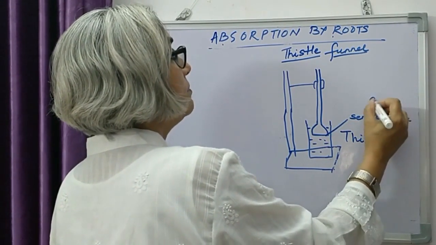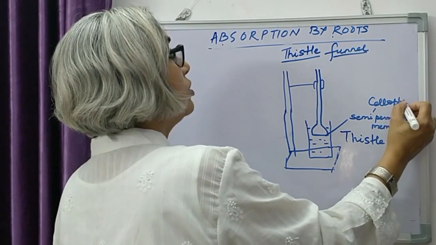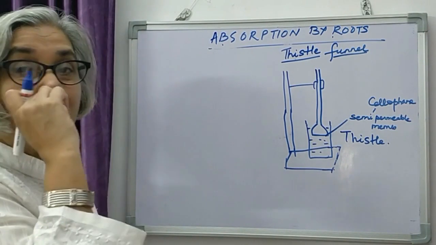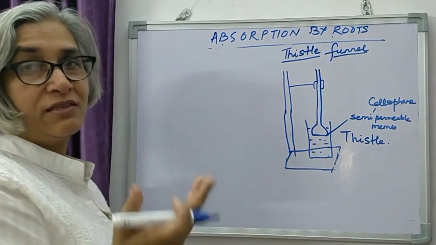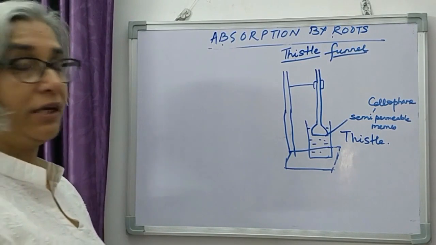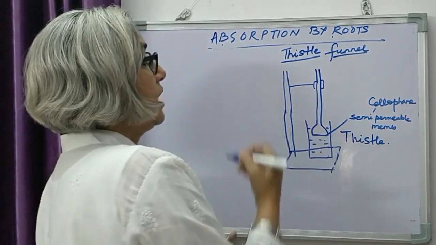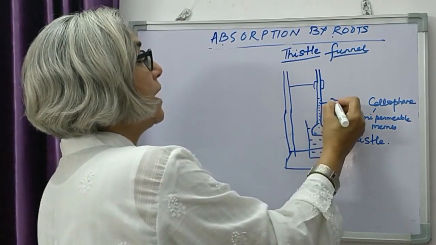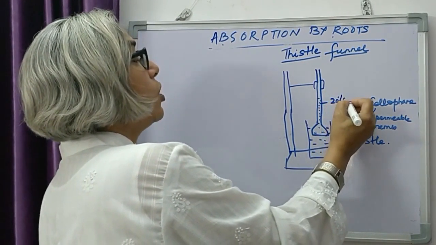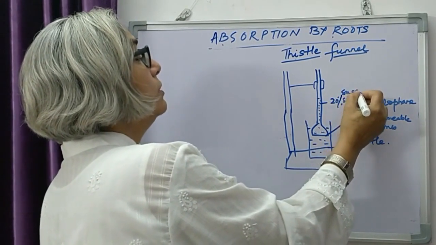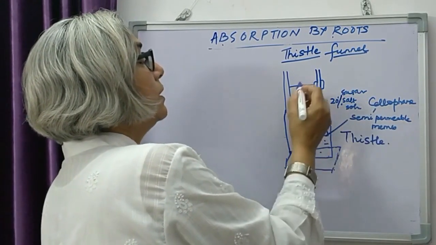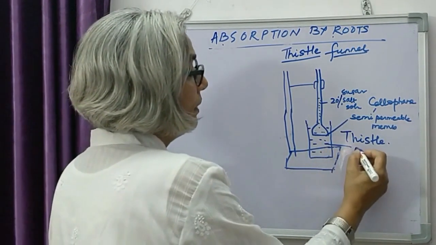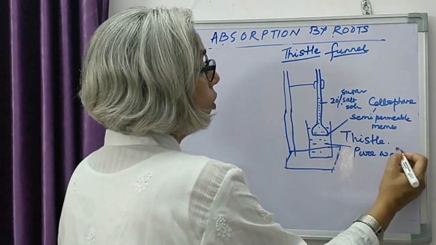Now, a semi-permeable membrane, a cellophane paper is also semi-permeable, and the cell membranes or plasma membranes of all kinds of living cells are semi-permeable in nature. We can use an animal bladder also. Anyway, we tie this. Then we fill this thistle funnel with say about 20% salt, or we can even use sugar solution. We fill the thistle funnel with 20% salt or sugar solution, and in the beaker we take pure water.